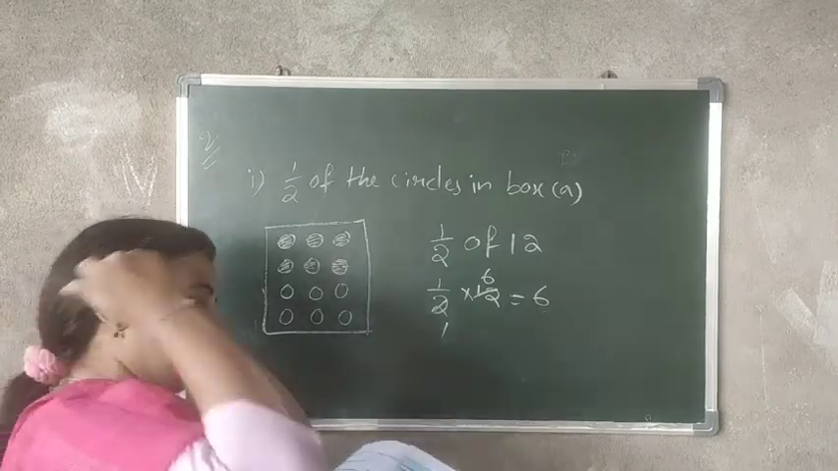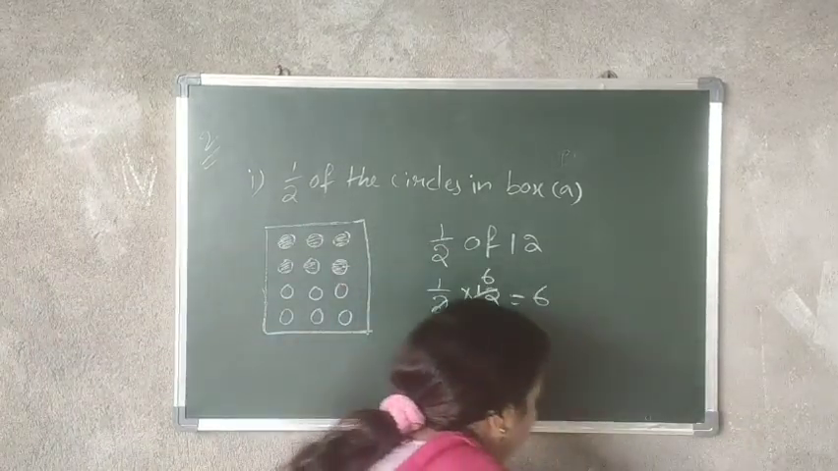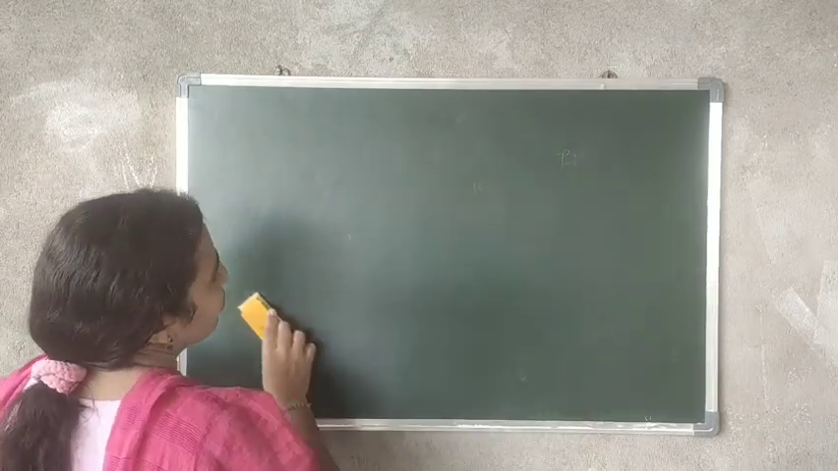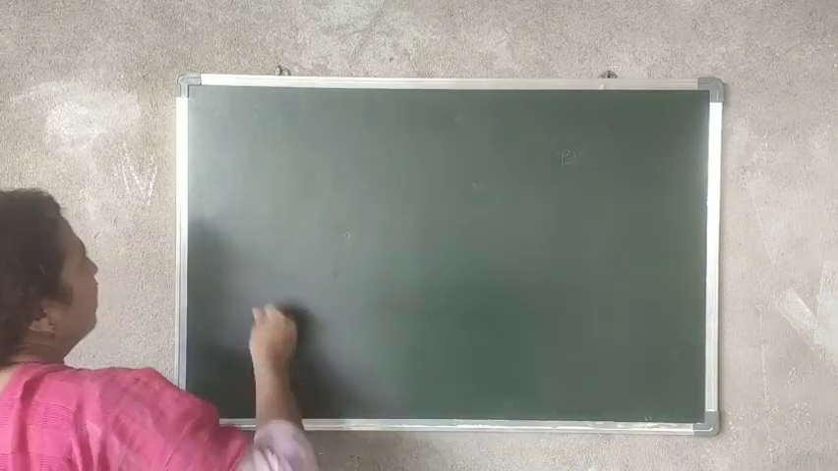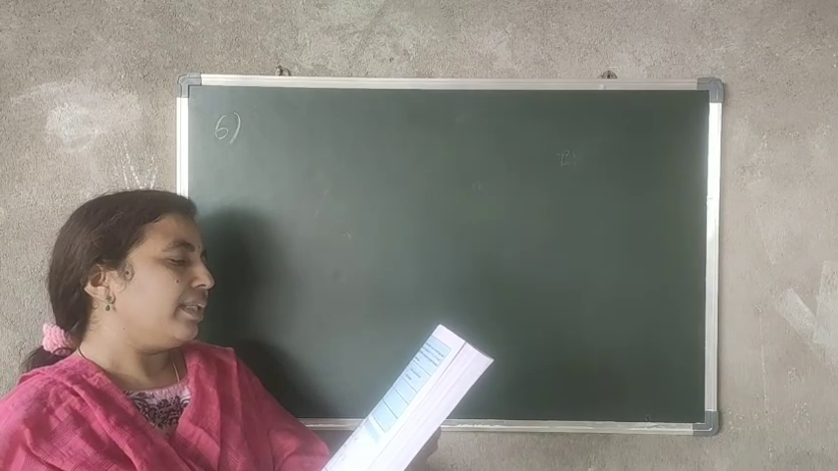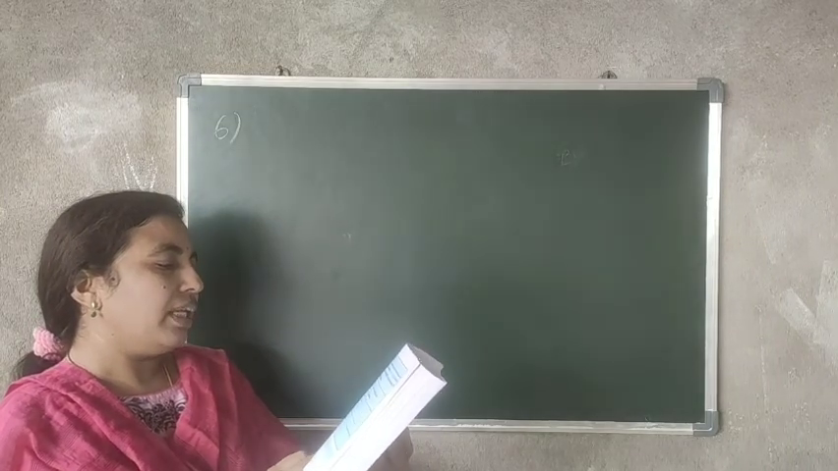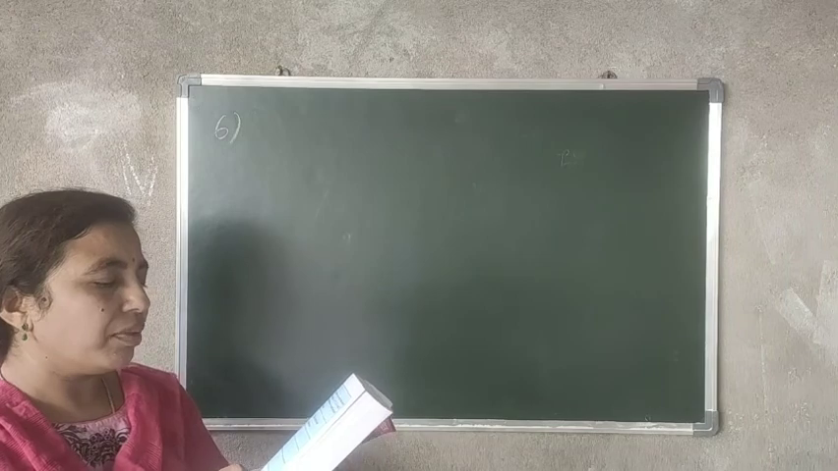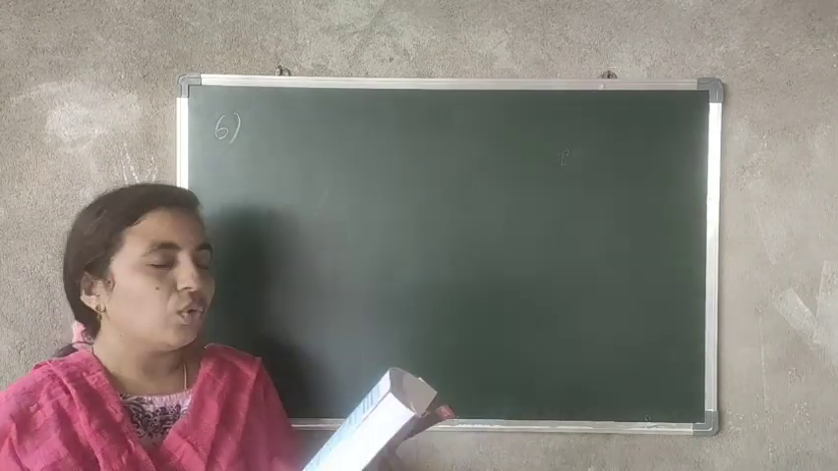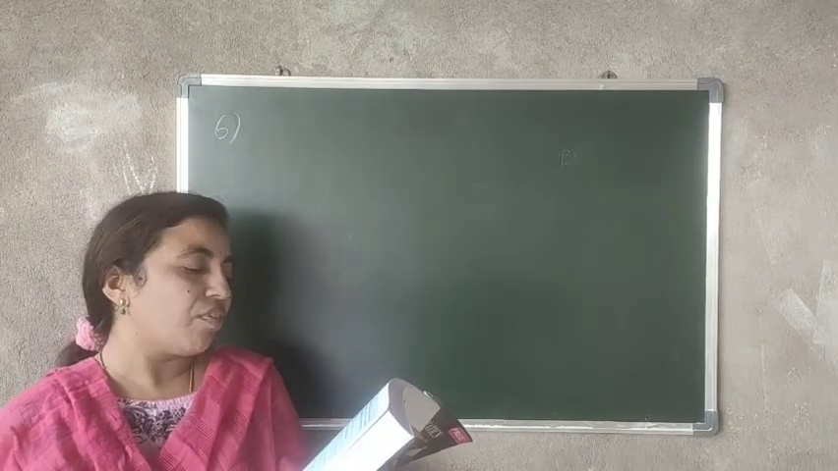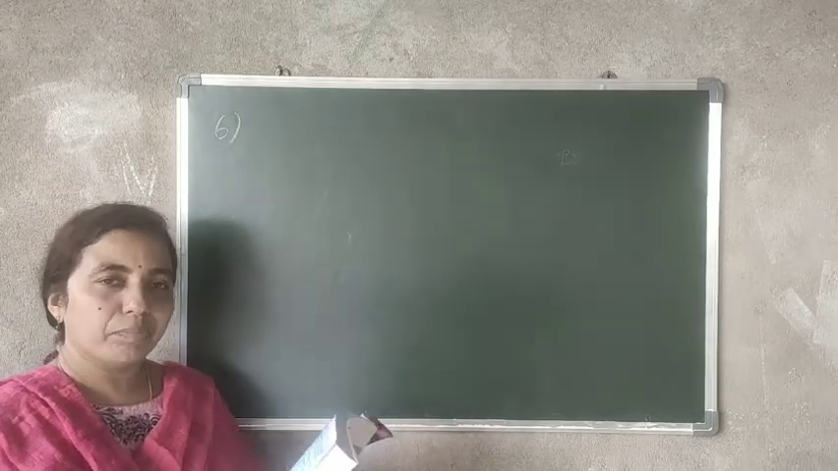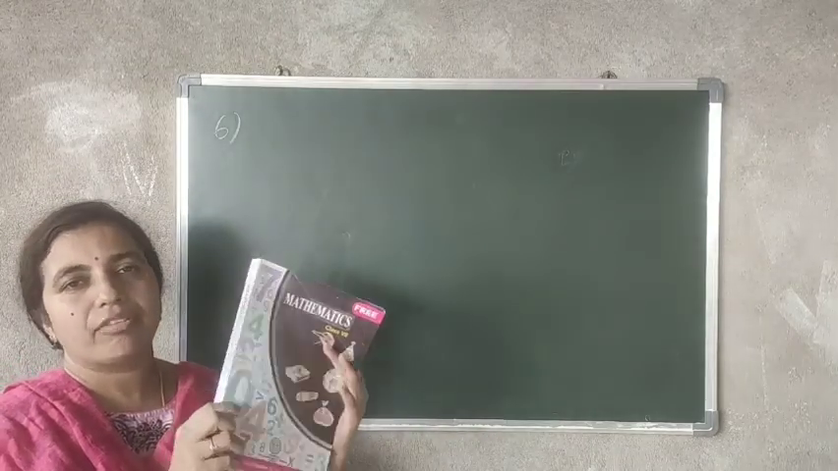Sixth example. Example 6. Narendra reads 1 by 4 of a short novel in 1 hour. What part of the book will he have read in 2.5 hours? So Narendra reads 1 by 4 of a short novel in 1 hour. So in 1 hour he'll read, if he has a book. Novel means nothing but a story like a book.